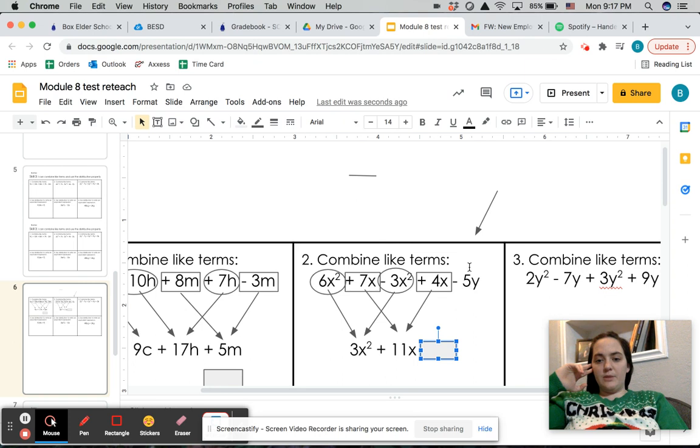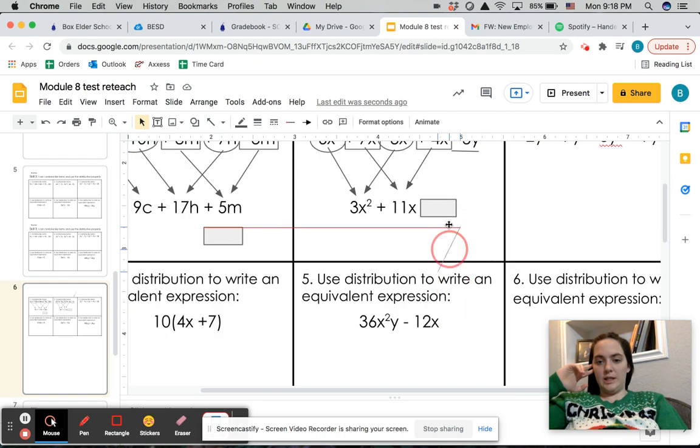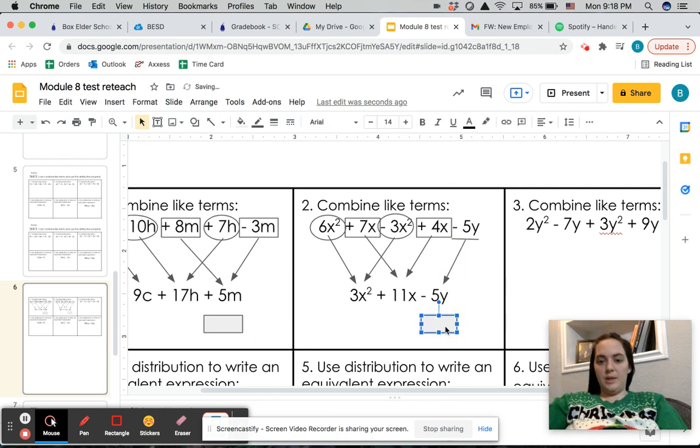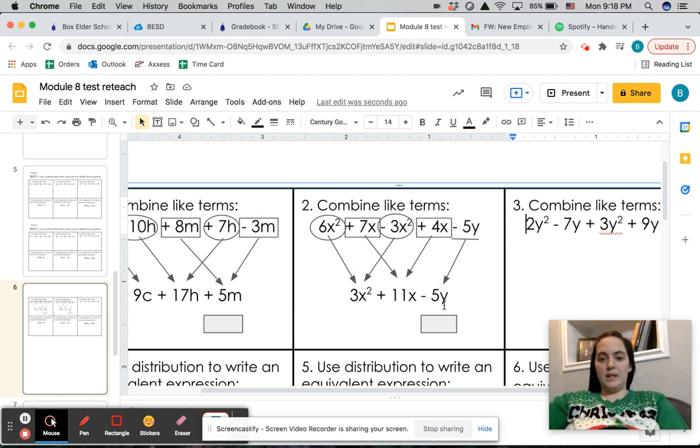Okay, and the last one that we're left with here is this 5y. So I'm going to use my line for my 5y. If you notice, my line is big enough because it underlines the 5y and the minus in front of it, which means when I take that 5y and drag it down here, it's going to end up being minus 5y, because we want to keep the minus with the 5y like that. Okay, so for this one, that would be the answer.